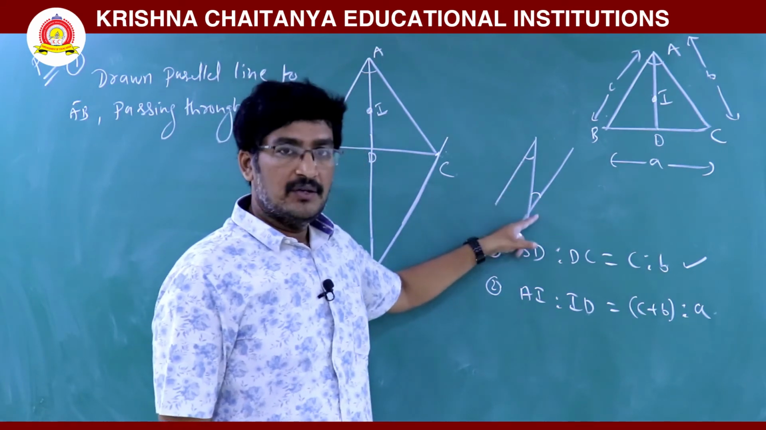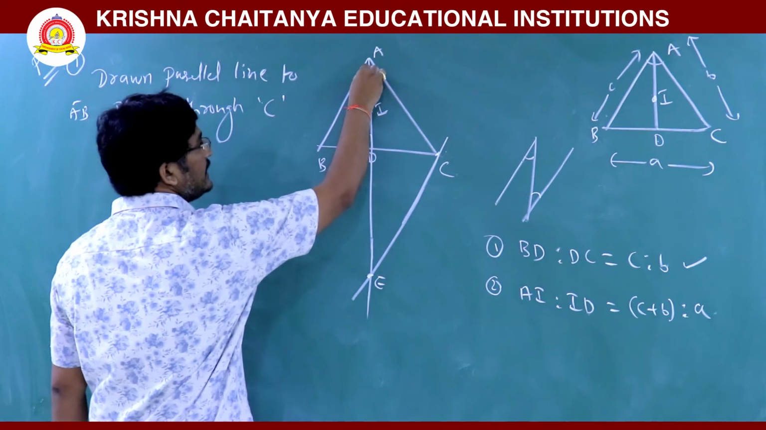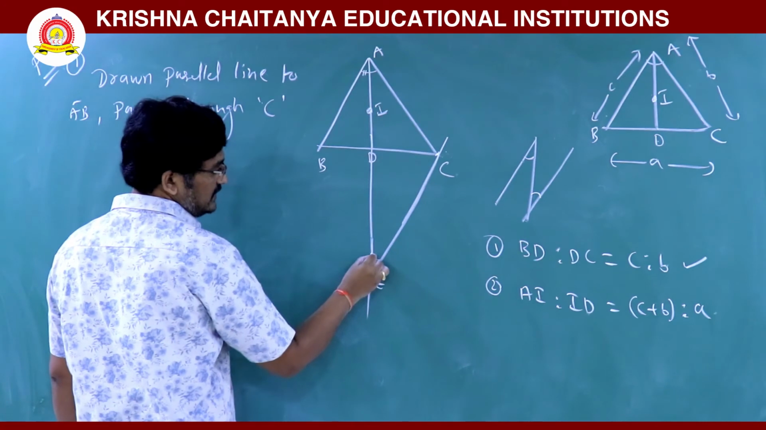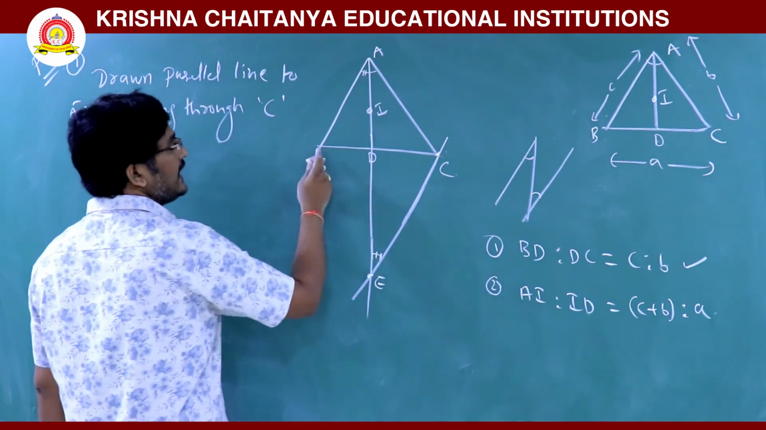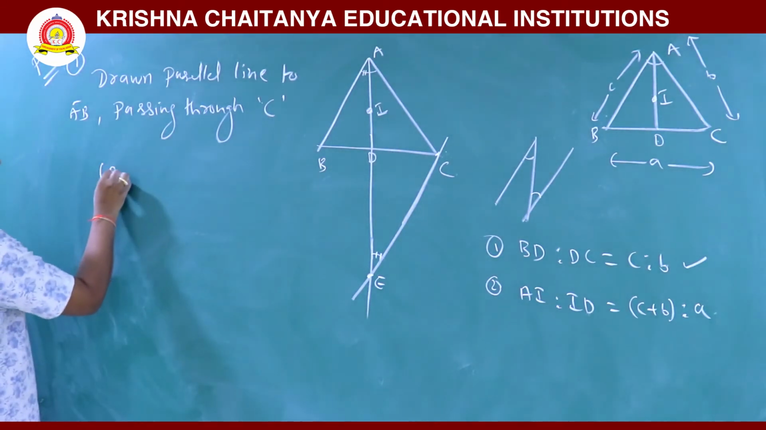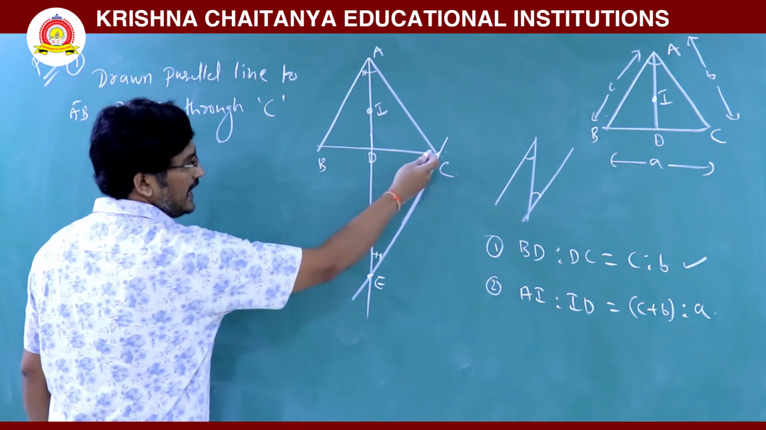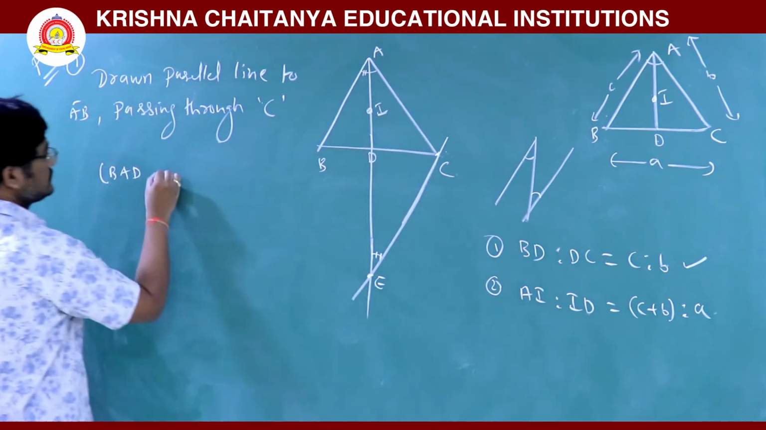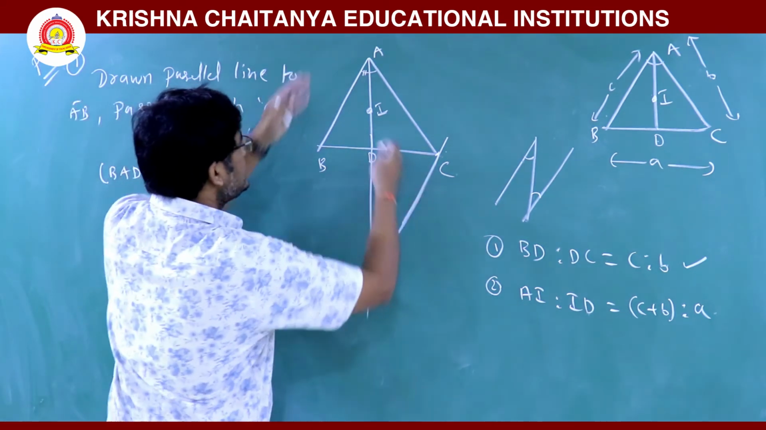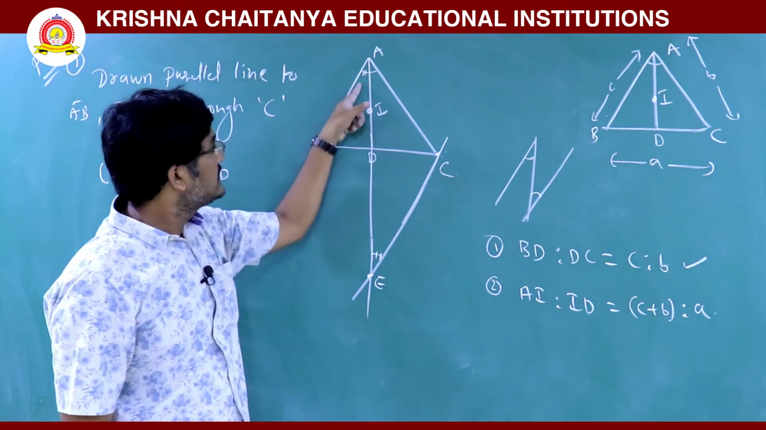Interior angles, you have to say, should be equal. That means angle A, not half of angle A. This one is equal to this one. That means angle BAD is equal to angle CED. Because these two are parallel lines and this is the transversal, automatically these two angles should be the same.